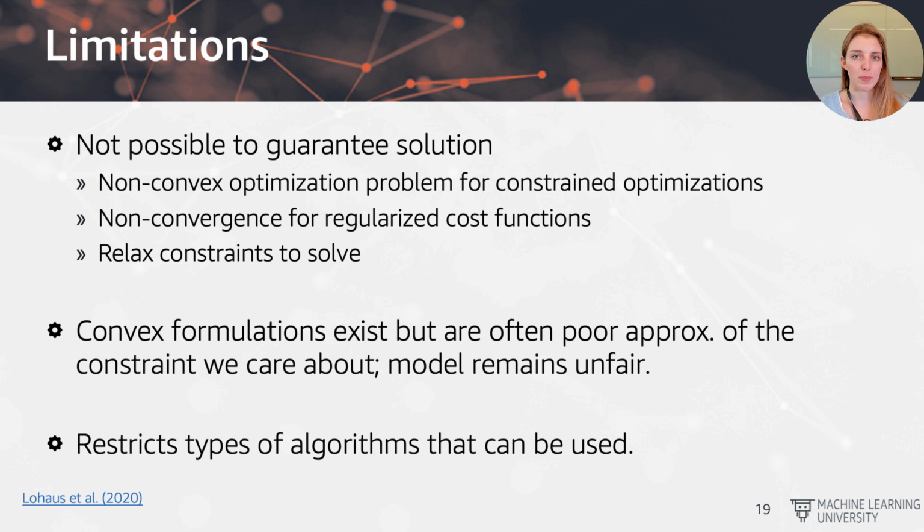Secondly, the types of algorithms are actually very restricted. So this constrained learning, or also the adversarial learning, will not work for all algorithm types. So we actually have to restrict the families of algorithms that we can select from to make these techniques work. Obviously, these are only a couple of examples of limitations, so I would encourage you to read the paper by Lohas et al. to get more details on these issues.